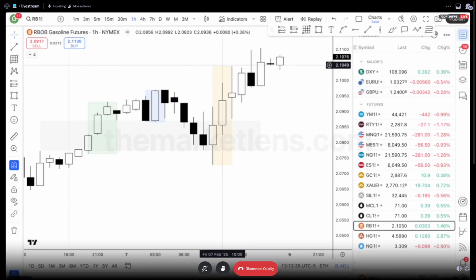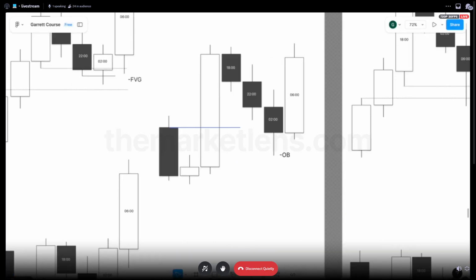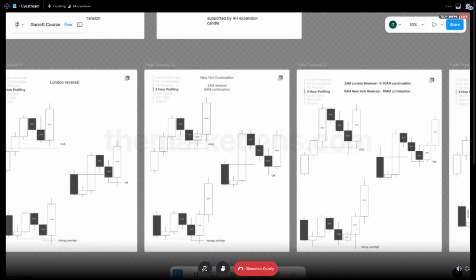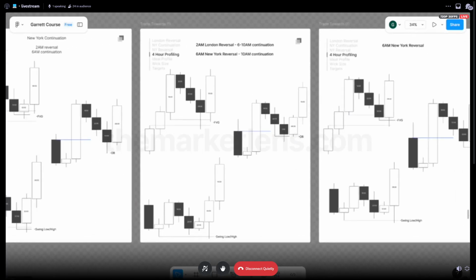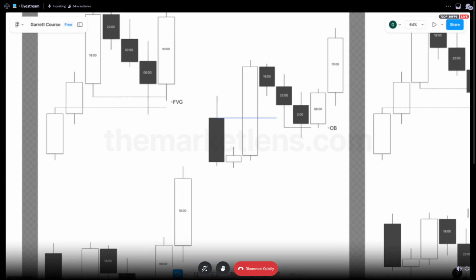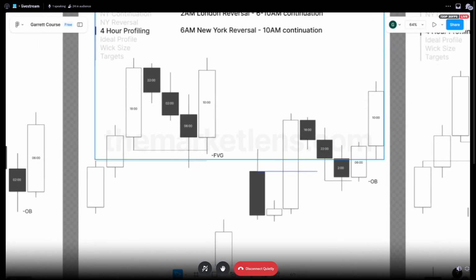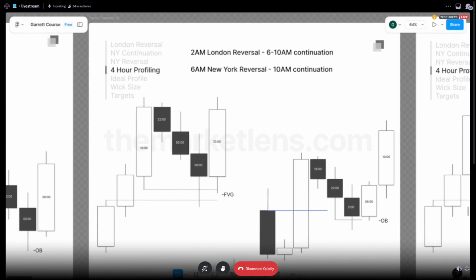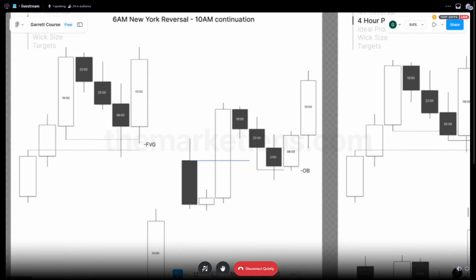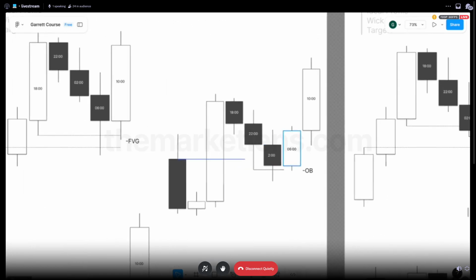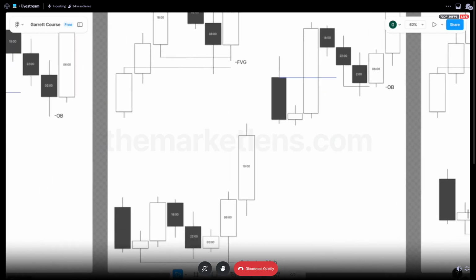Right? So, yeah. If I look here, if I go to this would be the 6 a.m. version. So it's like an if-then process, right? Where if 6 a.m. puts a low of the day in, then I won't expect 10 a.m. to expand. If London puts a low of the day in, then I expect 6 a.m. and 10 a.m. to expand if the draw is still available, right?